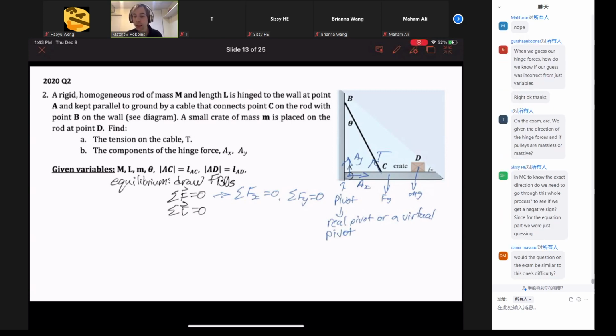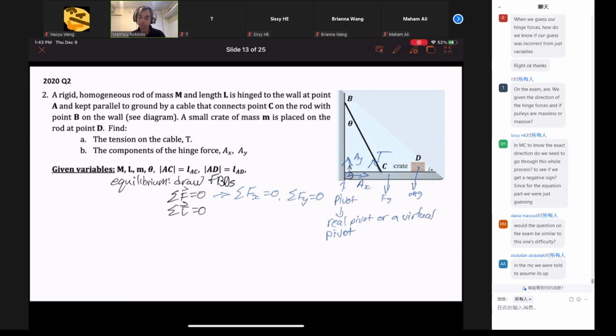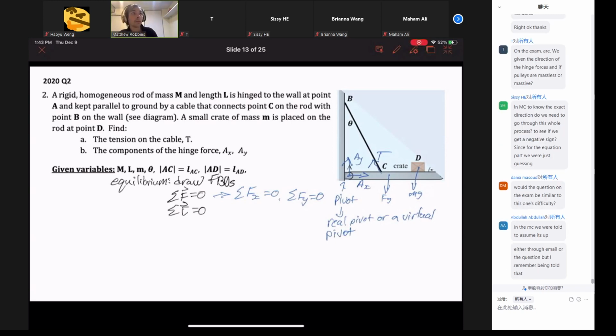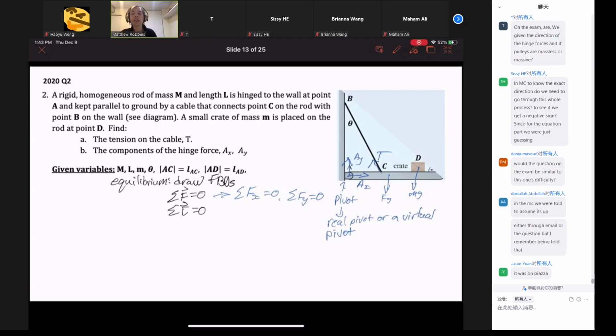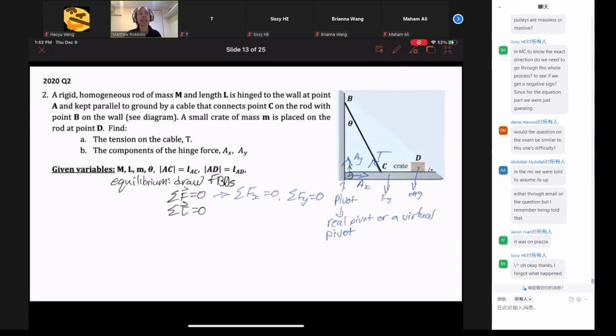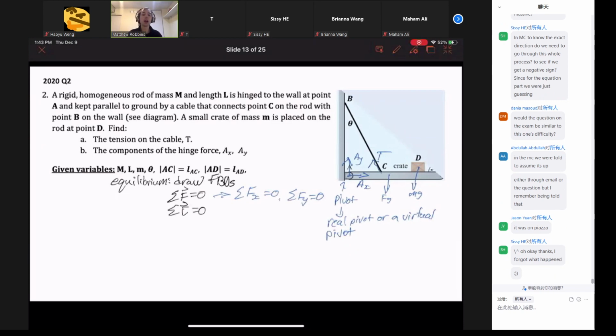Would the question on the exam be similar to this one in difficulty? Hard to say. I would say that in general, the equilibrium problems tend to be conceptually easier than the other problems, because everything comes down to sum of forces equals 0, sum of torques equals 0. Impose that and go.